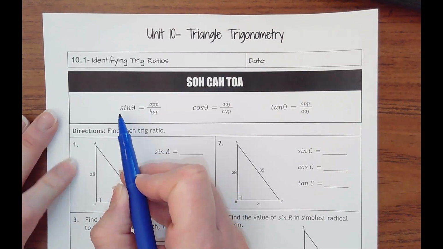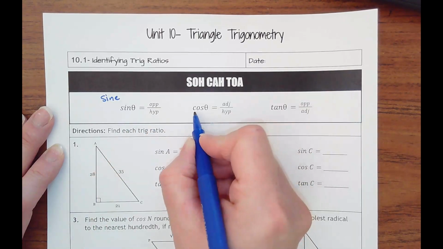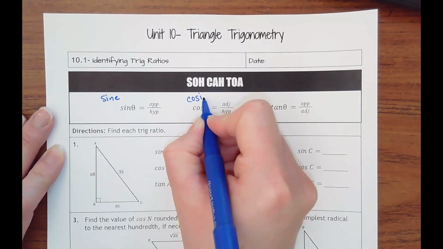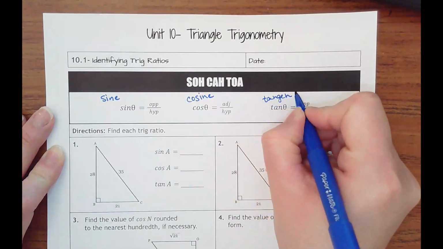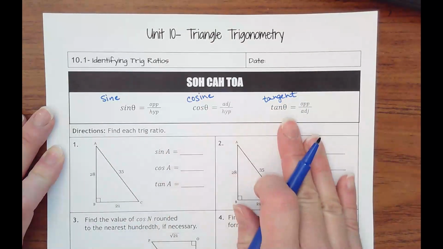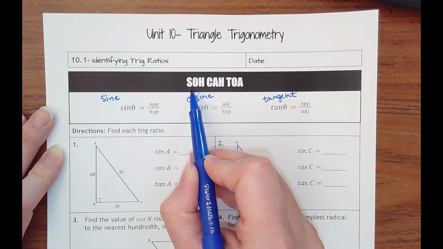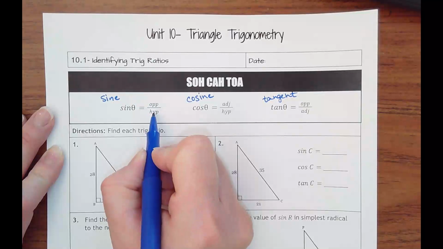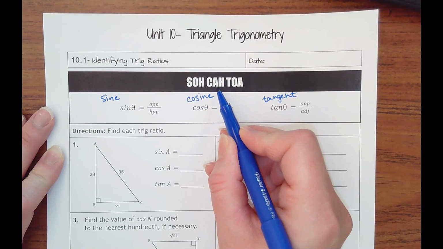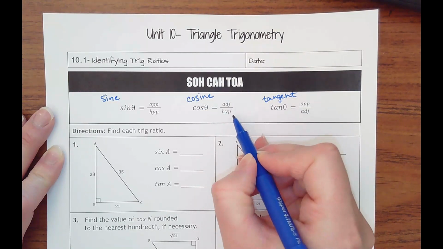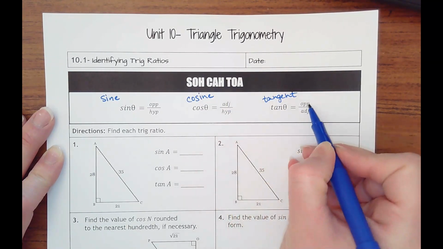This is called sine. I know it looks like sin, but it's actually S-I-N-E. This is just the abbreviation. There's sine, there's cosine, C-O-S-I-N-E, and then tangent, T-A-N-G-E-N-T. Sine is the SO part of this acronym. SO stands for sine is opposite over hypotenuse, OH. Cosine is the CA, the C-A-H, that's cosine is adjacent over hypotenuse. And then TOA stands for tangent is opposite over adjacent.